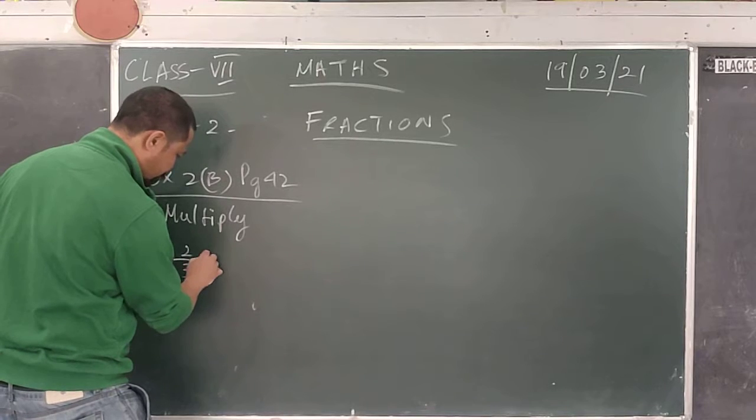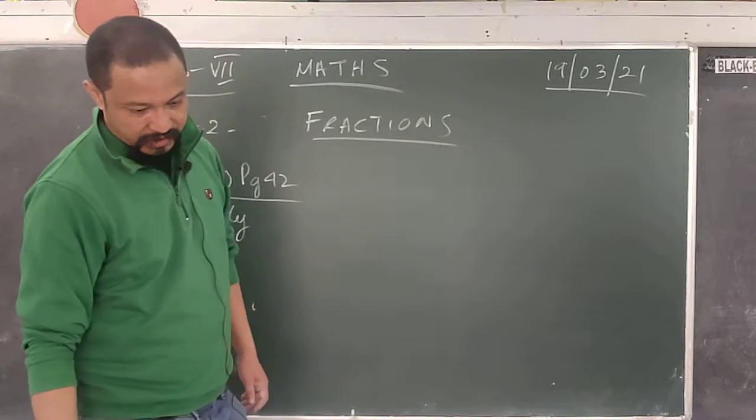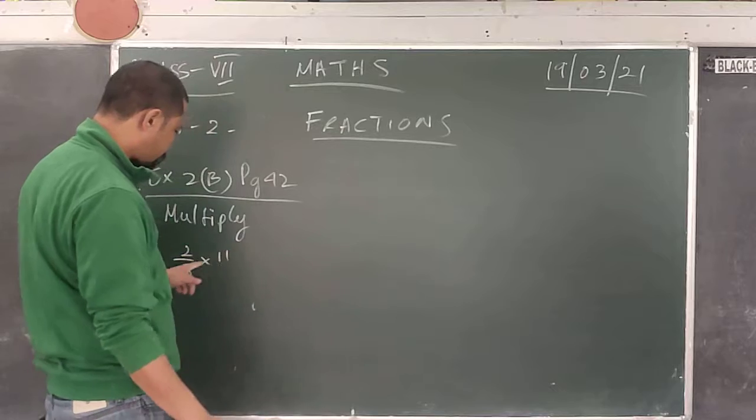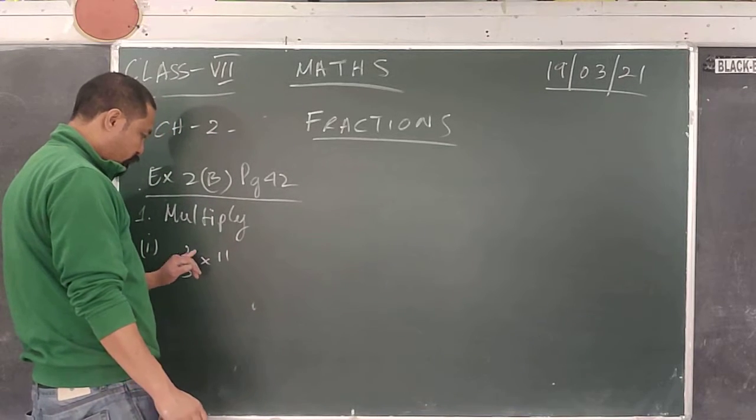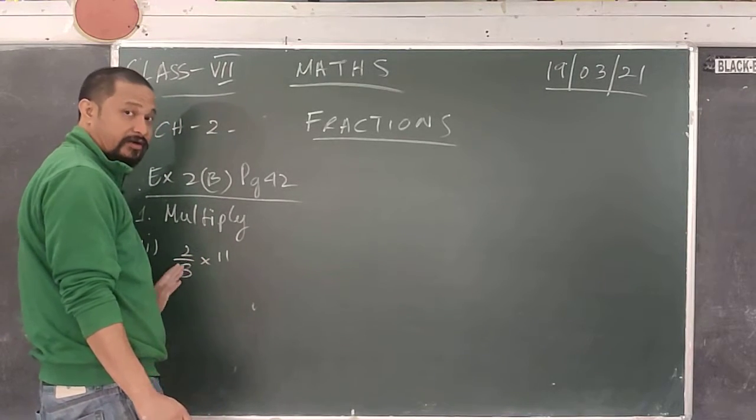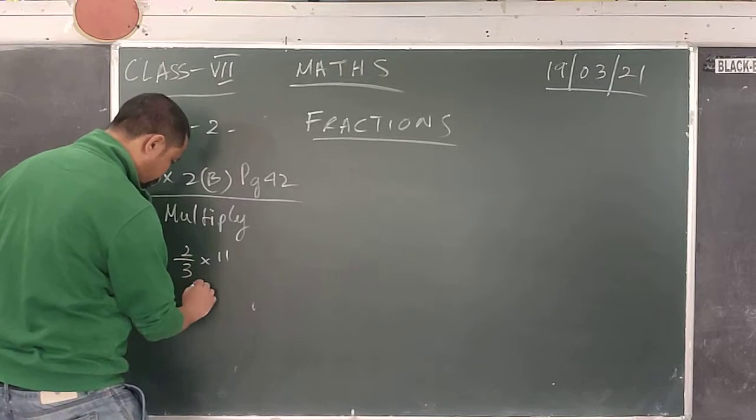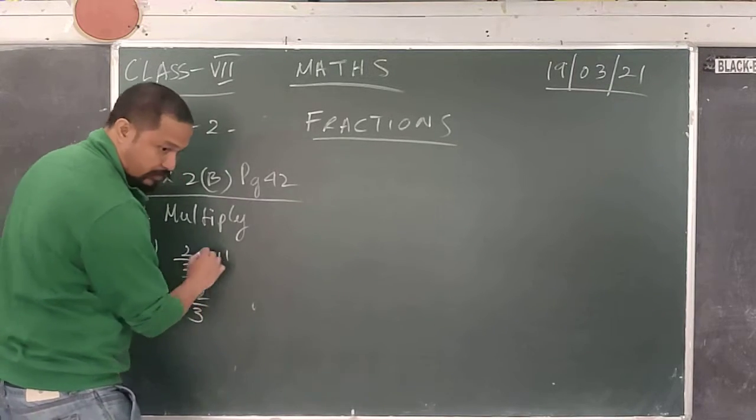2 by 3 into 11. Okay, a simple multiplication. We cannot cross-reduce here, we can only reduce this and this, or this and this, and we cannot reduce those. So we'll have to compute 2 times 11 is 22 upon 3.